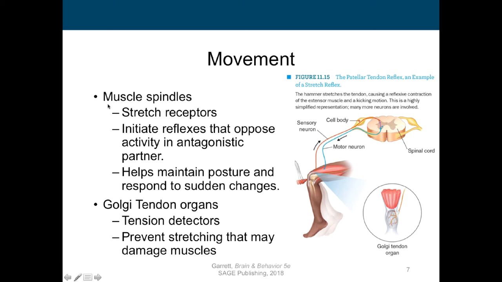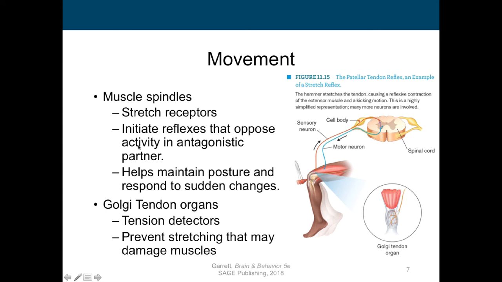We'll see that there are proprioceptors in the muscles which provide information about the position of your muscles. Muscle spindles detect stretch, so they are found in muscle. So the name is actually really helpful. Muscle spindles are found in the muscle. They become activated when you stretch a muscle. They initiate reflexes that oppose activity in the antagonistic partner.